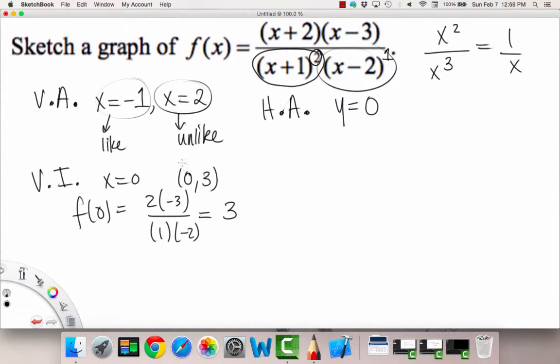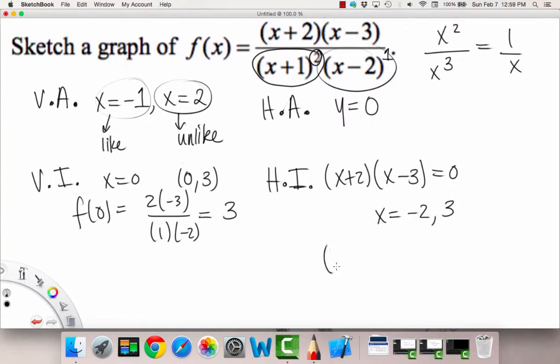You know, the more information you have when you go into graphing, the more accurate your graph is going to be. Okay, so lastly, let's just find the horizontal intercepts. So we're just going to set the top equal to 0. So (x plus 2) times (x minus 3) is equal to 0. So we just get x equals negative 2 or x equals 3. So another couple points that we just found pretty quickly were (negative 2, 0) and (3, 0).